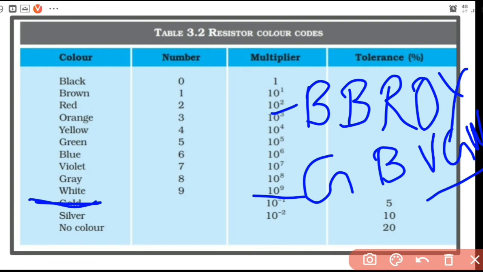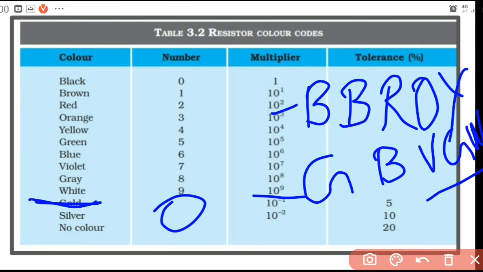Then for gold, the multiplier is 10 raised to minus 1, and for silver, the multiplier is 10 raised to minus 2. Take care, for gold and silver, nothing is there in the number column. Got it? Then comes one more, that means tolerance, because we spoke only about three rings. Actually, in almost all carbon resistors, one more ring will be there. These three rings will be given together and at the other end you'll have one more ring. That ring gives the tolerance value. Tolerance means the possibility of error in that value.